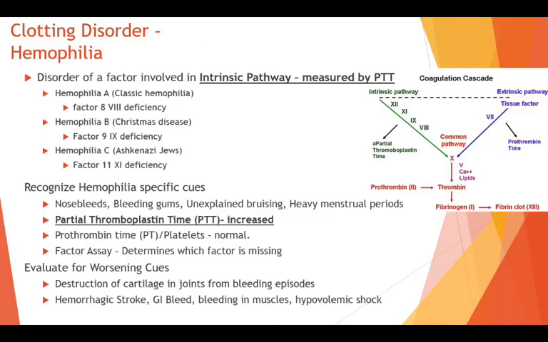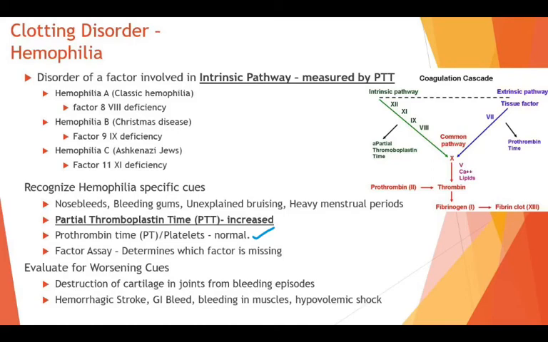Hemophilia is a disorder of the clotting cascade and clotting cascade only. Your platelets are working just fine. You have no problems with your platelets. Your platelets are normal. And your PT, one of your clotting cascades. So with hemophilia, you're only involved in one of your cascades.